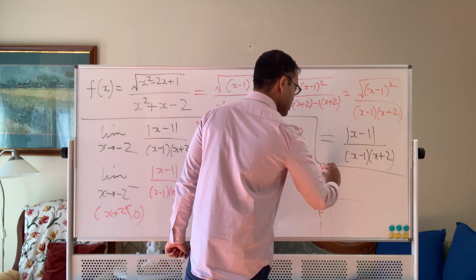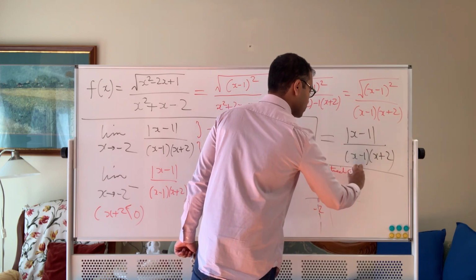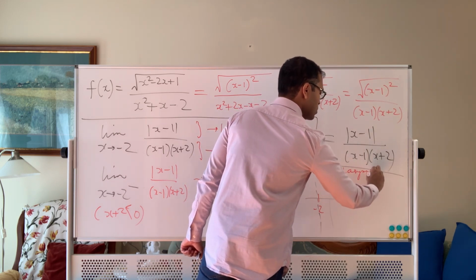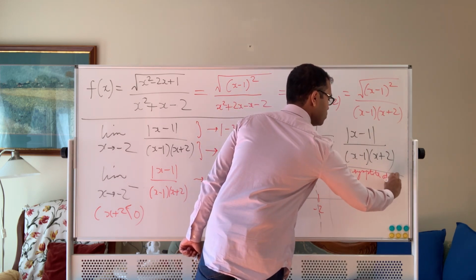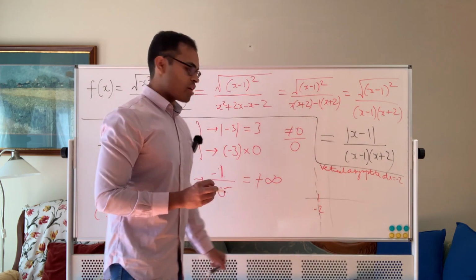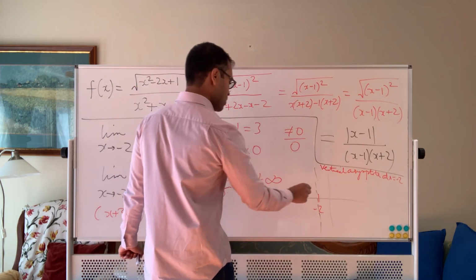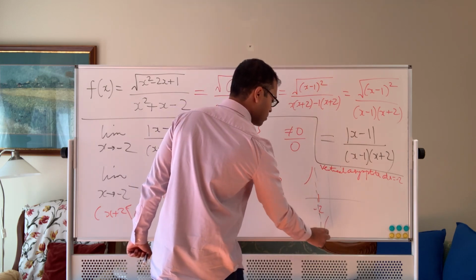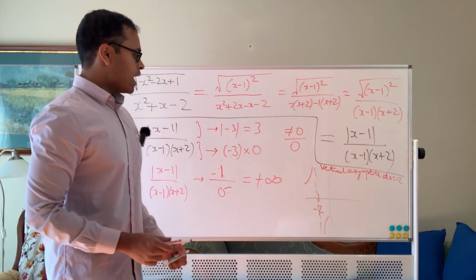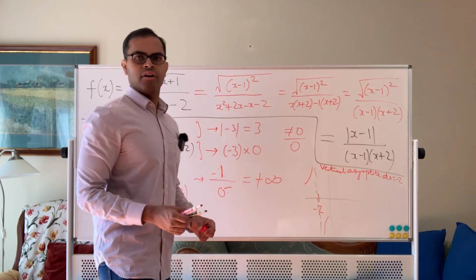We say vertical asymptote at x equals negative 2. So you can imagine your graph. On the left-hand side, it's going to go to positive infinity, and on the right-hand side, it's going to go to negative infinity in our calculation. And so that's going to be our function, our graph near that point.